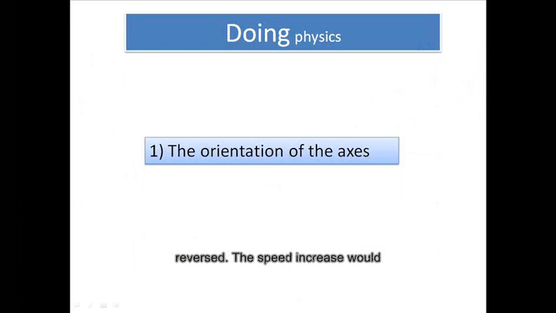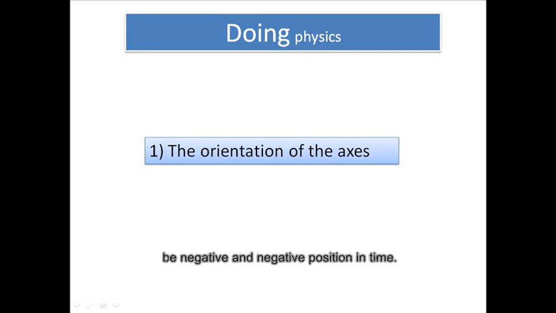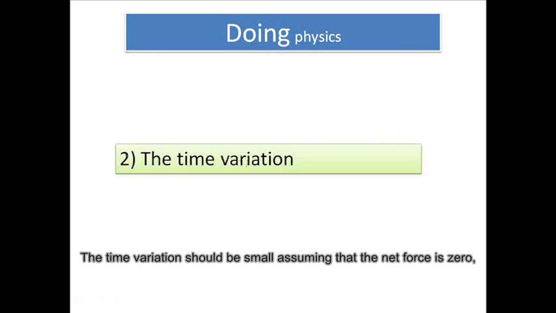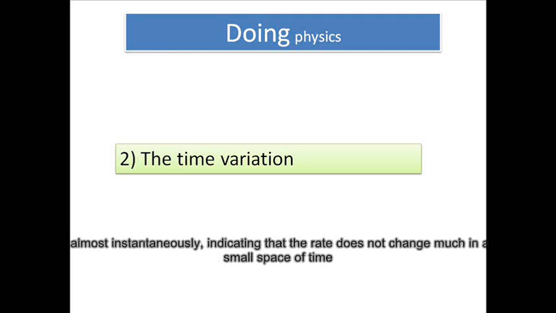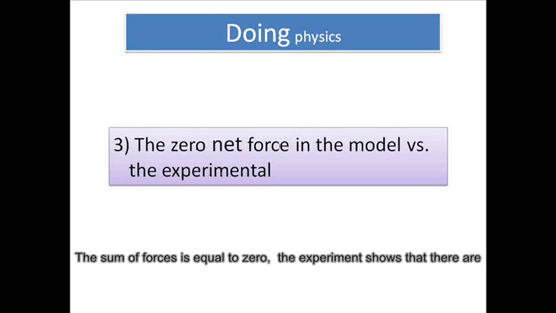If the orientation of the axis were reversed, the speed would be negative and the position in time would be negative. The time variation should be small, assuming that the net force is zero, almost instantaneous, indicating that the speed does not change much in a small space of time. The sum of forces is equal to zero.